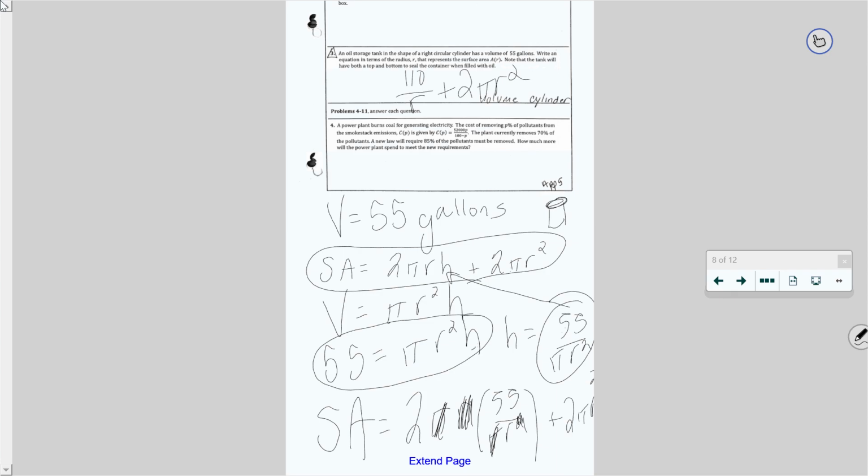Anything else? I'm not sure what it means when it says an equation in terms of r. That means just no h. So this one has it in terms of r and h. So no h, just r. Just r. Mm-hmm.